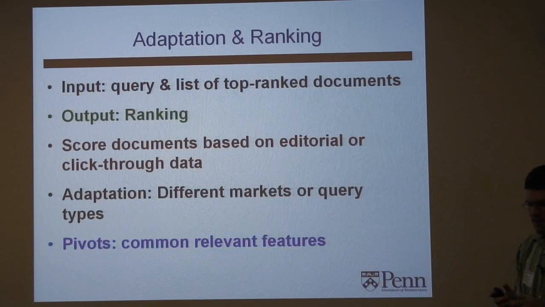And the pivots I'm envisioning here are just common relevant features across the different models. So you may have features that are relevant in both domains and a bunch of other features that you don't really know about. You want to somehow align these features.